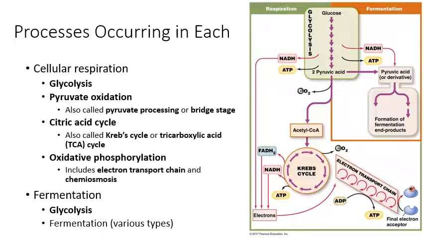So these are the basic processes or metabolic pathways that occur in cellular respiration and in fermentation. In cellular respiration, you have 4 of them. In fermentation, you have 2. In either case, whether it's cellular respiration or fermentation, you always start with glycolysis.